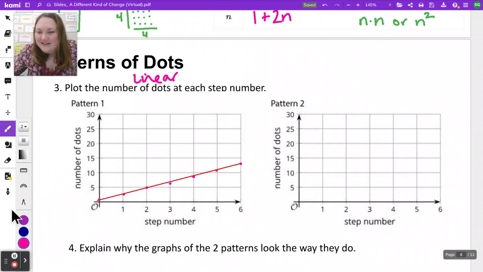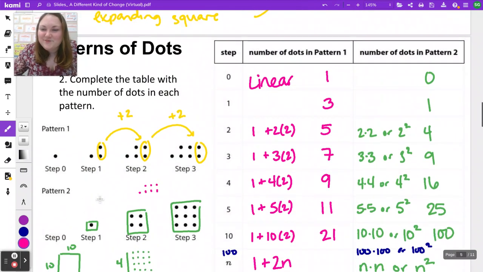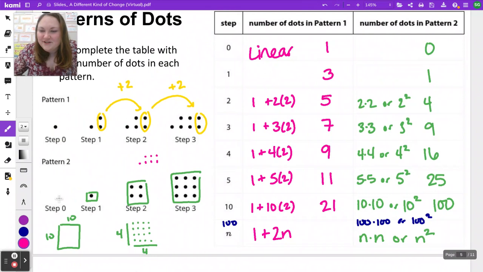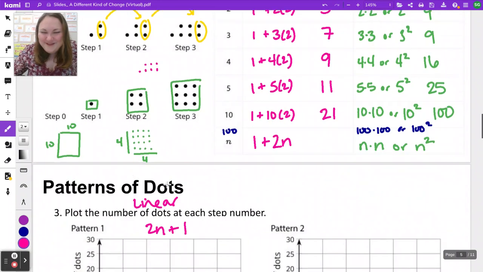I'm going to quickly point out that we could connect this back to the expression and the work we had done on linear equations. My y-intercept is at the number 1, and it's going up 2 each time. That's our slope. The second one, that was our expanding square pattern. So remember, step 0, there was no square. Step 1, there was a 1 by 1 square. Step 2, 2 by 2. Step 3, 3 by 3.